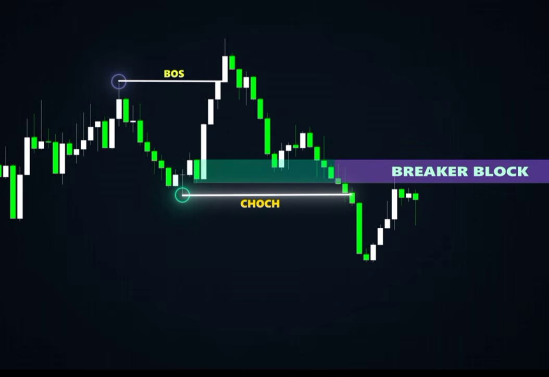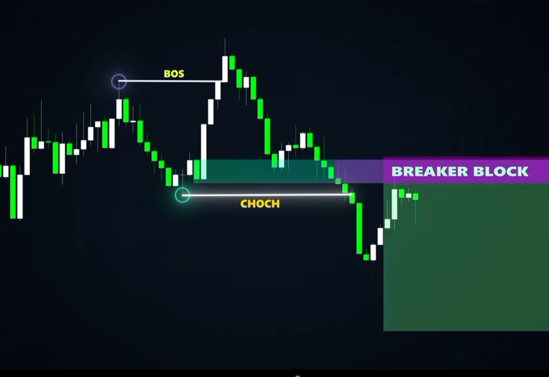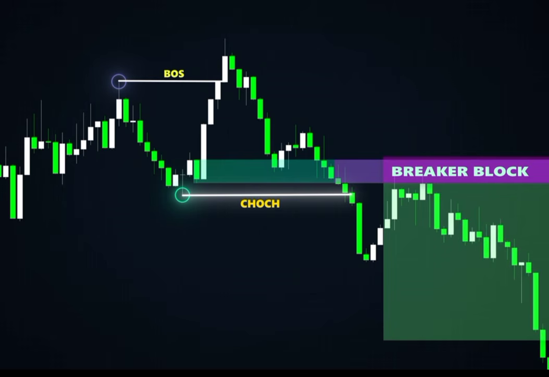The market isn't going to continue rising. It's turning around. This is the point to enter a short trade. Place your stop loss just above the breaker block. Set your take profit at about twice the distance of your stop loss for a good risk to reward setup. Imagine this trade working out. The price drops as expected, you hit your target, and you secure a nice profit. That's how smart money makes moves.